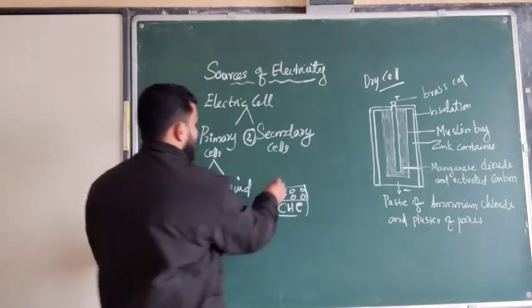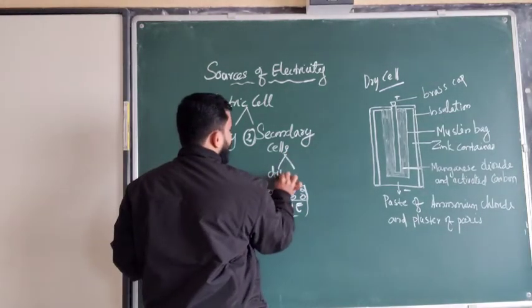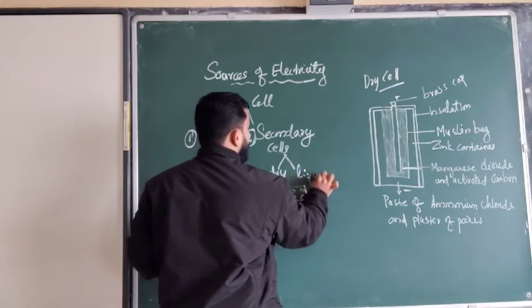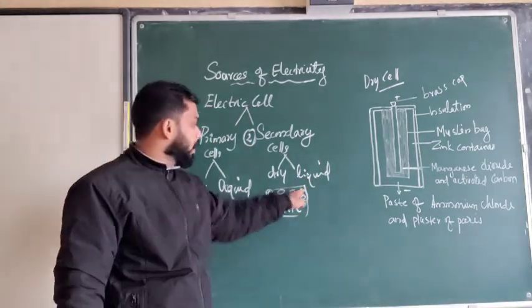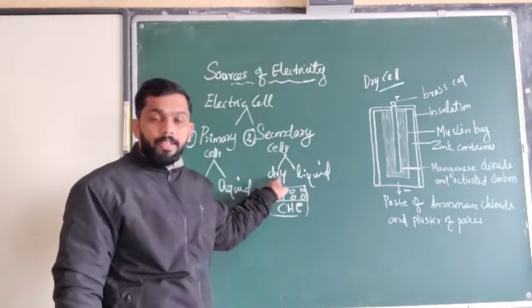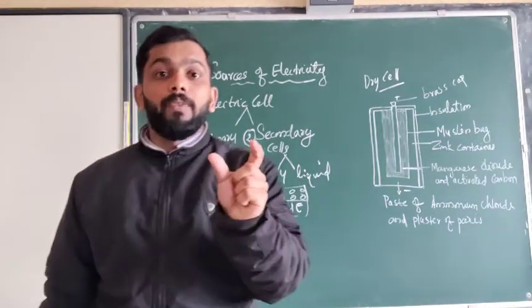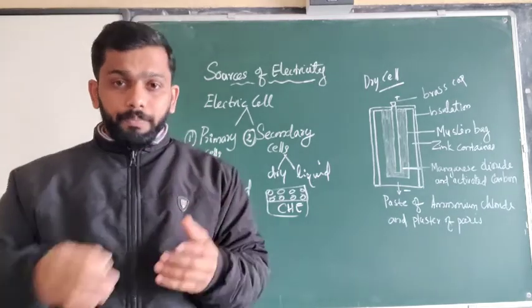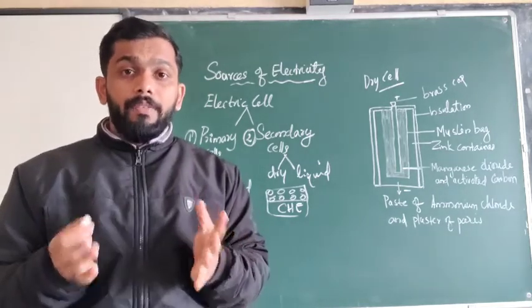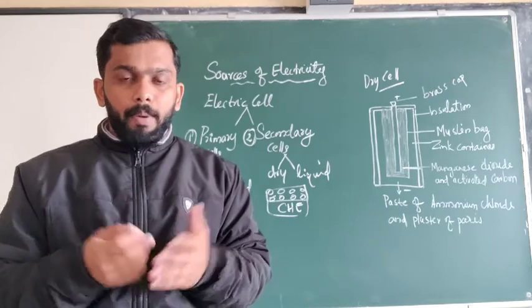In secondary cells also there are dry cells and liquid cells. You know that in the inverter battery we use water and acid. So it's an example of a liquid cell. And what is a secondary dry cell? The mobile phone that you are using to watch the videos or the live classes is rechargeable.